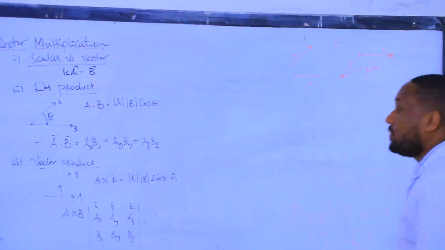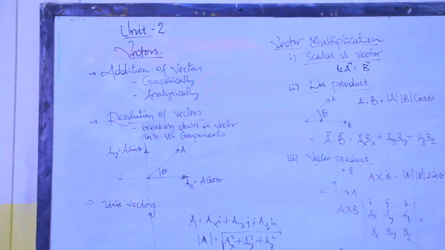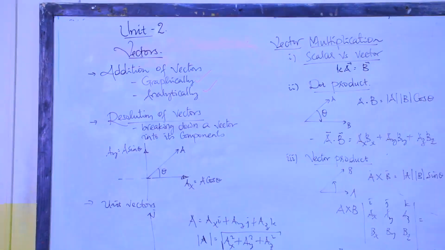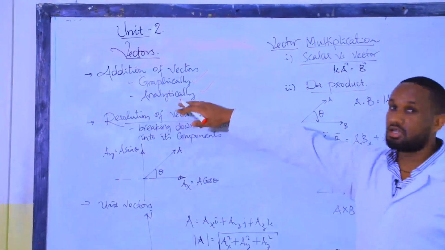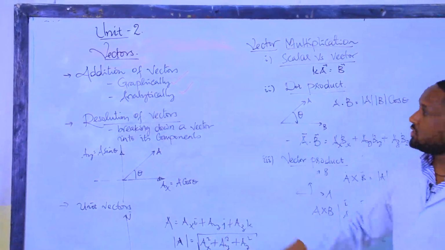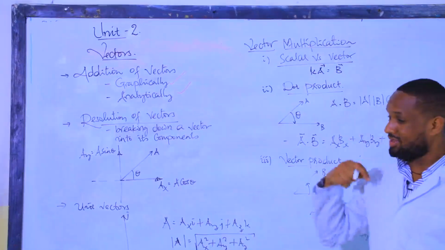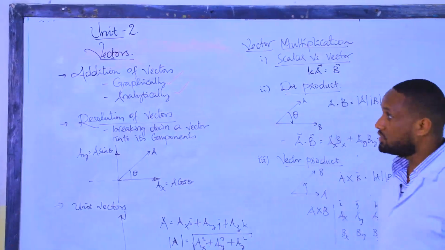But analytically, we use different mathematical theorems and postulates to add vectors. If two vectors are in the same direction, we simply add their magnitudes so that the resultant vector has the same direction as the two vectors. But if the two vectors are in opposite directions, we subtract their magnitudes and the resultant vector will have the same direction as the larger vector.